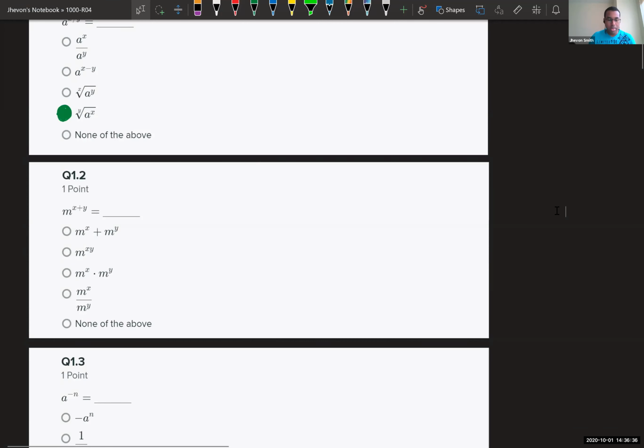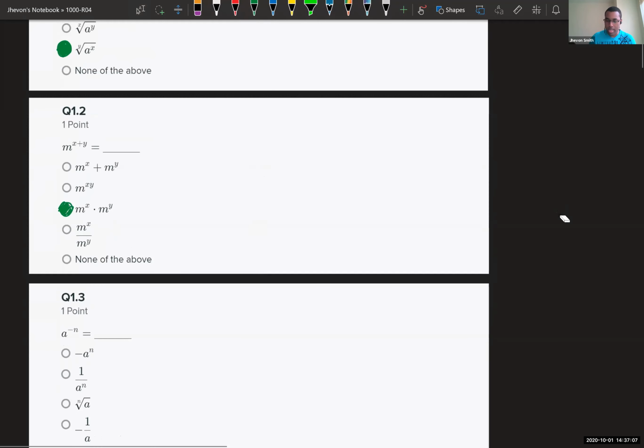1.2, if I have m to the x plus y, so I'm adding the powers, what is that equivalent to? M to the xy power. You think it's this one? Yes. Wait, okay, no, the third one. The third one, okay. All right, good, catching your own mistake there. Great. So it's when you multiply things of the same base, you add the powers, right? So that was actually something that came up in the last class, so just be aware of that. You add the powers when you're multiplying things of the same base.